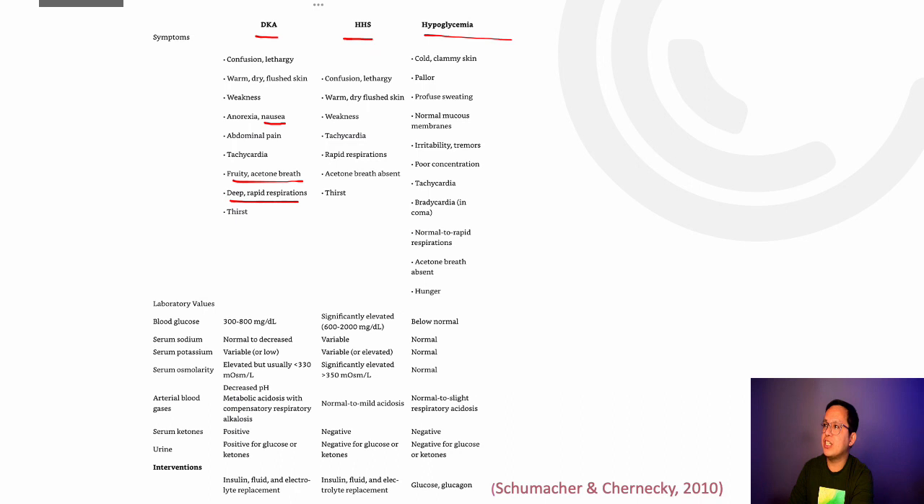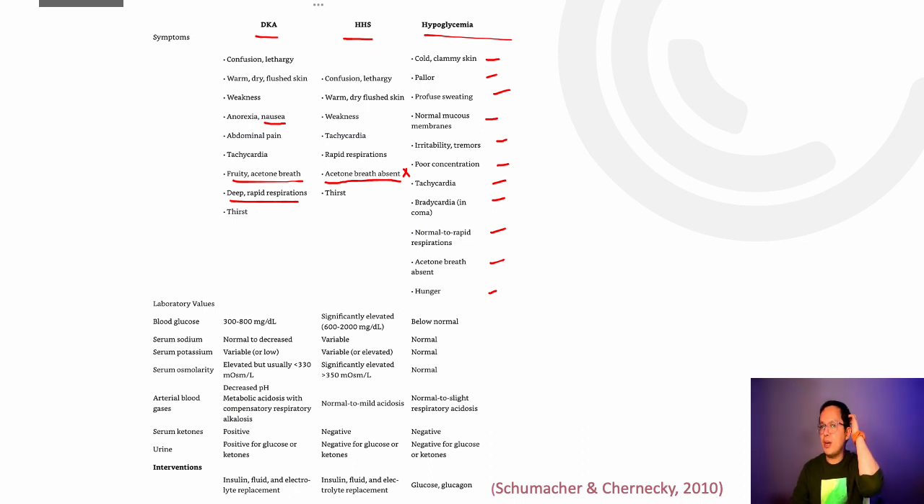Patients with HHS will present almost the same: weakness, tachycardia, rapid respirations, but there is no acetone breath. No acetone breath, that differentiates it from DKA. Next is hypoglycemia. Patients have cold, clammy skin, pallor, profuse sweating, normal mucous membranes, irritability, tremors, poor concentration, tachycardia, bradycardia, coma, normal or rapid respirations, and hunger.